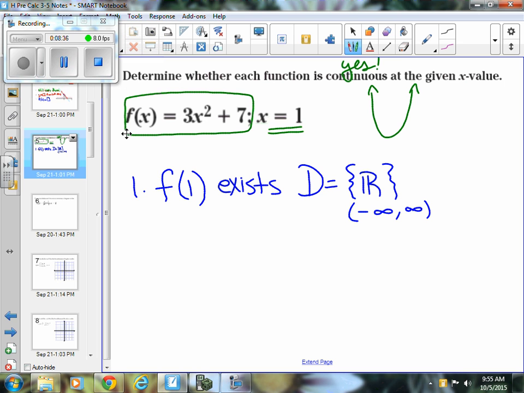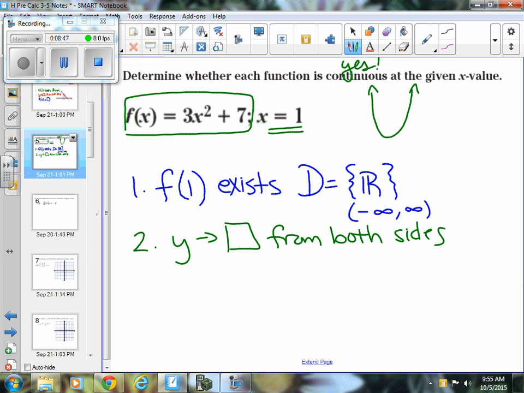Okay, I'm going to go ahead and write out step number 2. Since I know it's continuous, I know I'm going to have to do both of these. So I go ahead and write them out. So y approaches the same number from both sides. And then step number 3 is f of 1 actually equals whatever that number is.